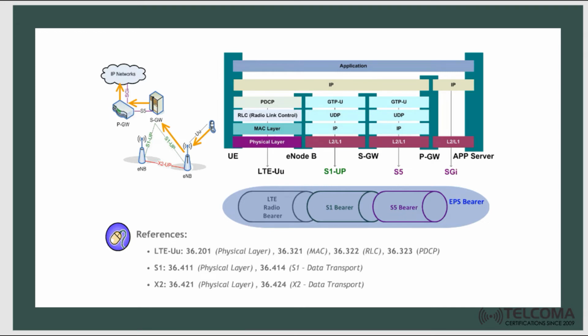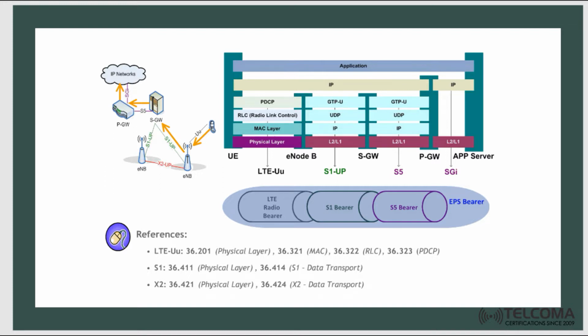Now that we have seen various network elements that are present in the LTE network, let us see, if a mobile wants to connect to the IP network, what are all the interfaces that it has to go through and what are all the protocols that are involved in communicating with the IP network.